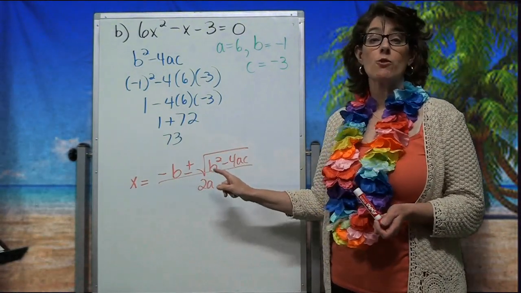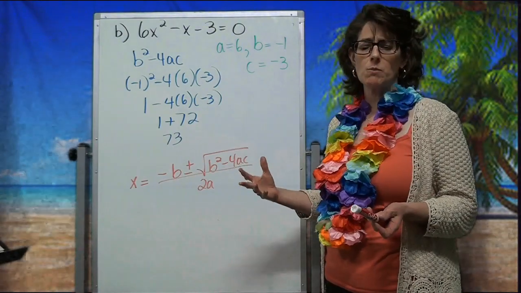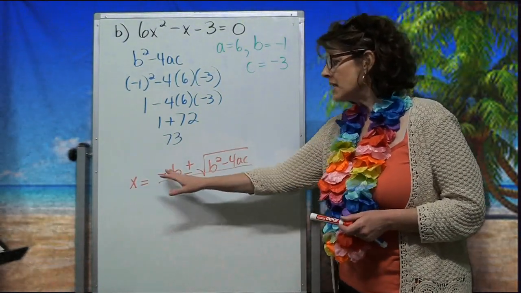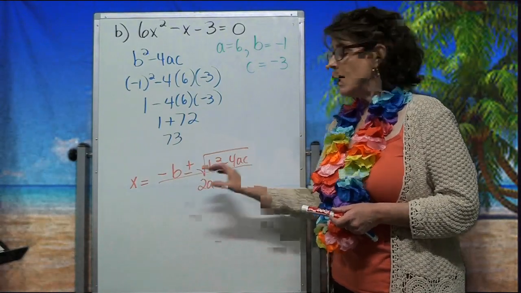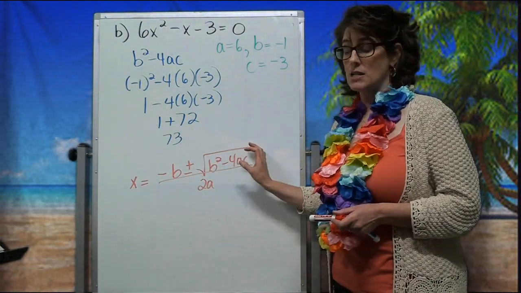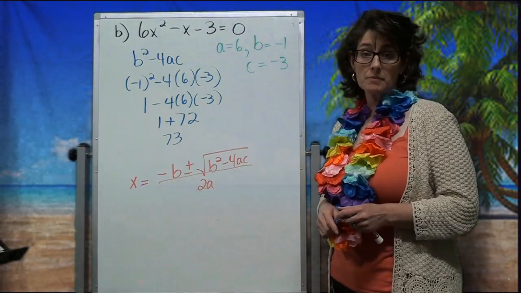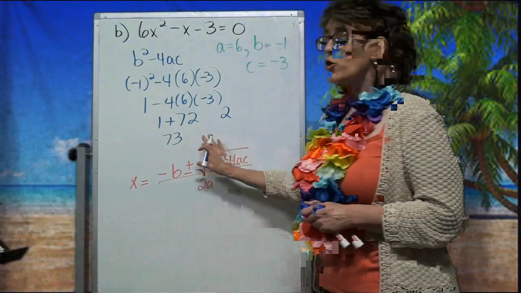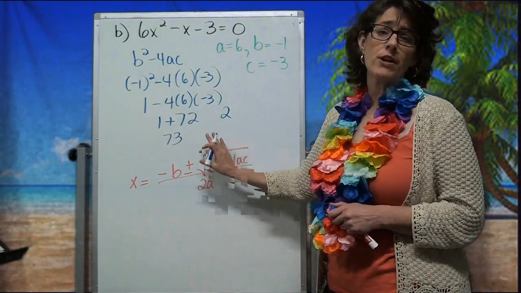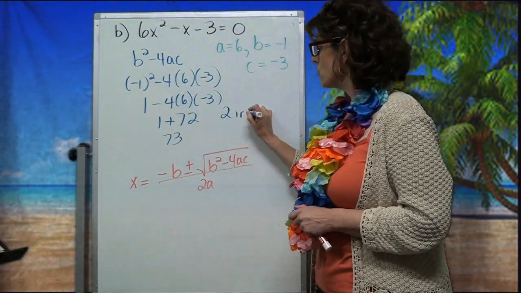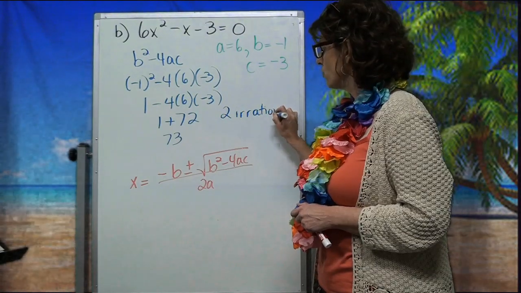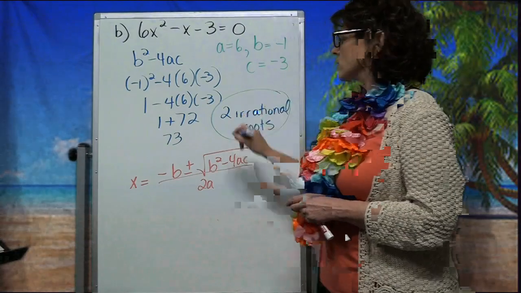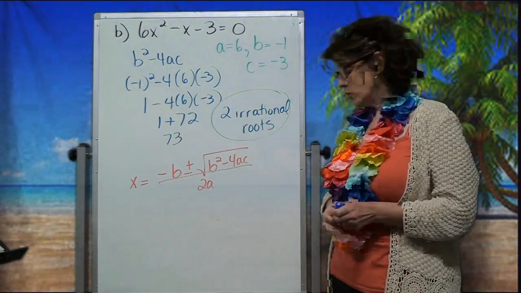In fact, this is going to be an irrational number, that wild and crazy decimal that goes on forever and ever and never repeats. So I'm going to get a negative b plus that crazy decimal, and a negative b minus that crazy decimal. How many answers are you getting? Definitely 2. But 2 of what types of numbers? Crazy decimals that go on forever, never repeat, never end. Those are irrational. So I'm going to get 2 irrational roots out of this. That tells me the number and types of solutions.